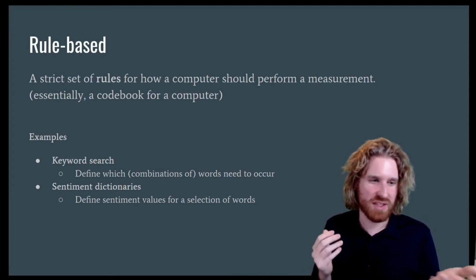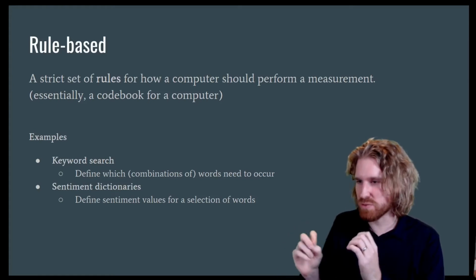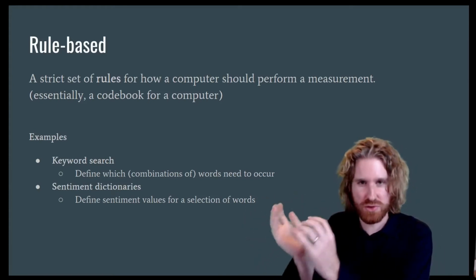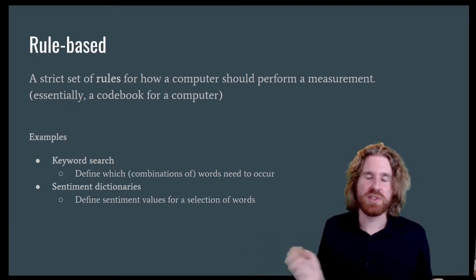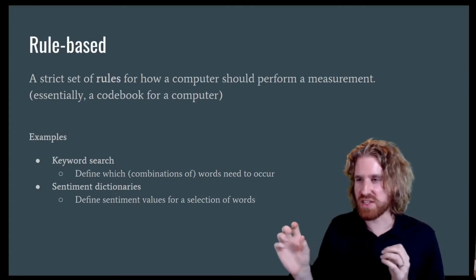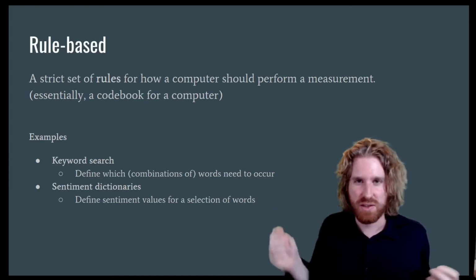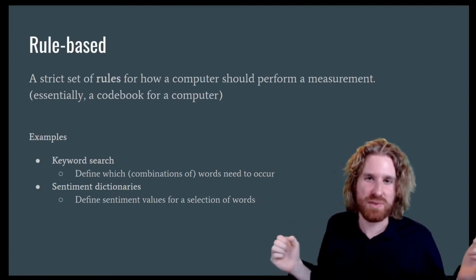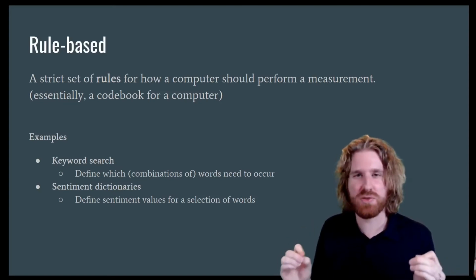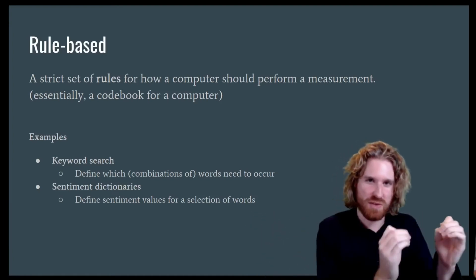So an example, as just mentioned, is keyword search, where you specifically say, well, this measurement is true if and only if this word or this combination of words occurs. And a similar kind of example is from dictionaries, for instance, the sentiment dictionary, where a researcher says, well, this word has a sentiment value of 0.6 or a sentiment value of minus 0.7 or something like that. In any case, it's about giving very explicit instructions for a computer on what value to code given specific conditions.